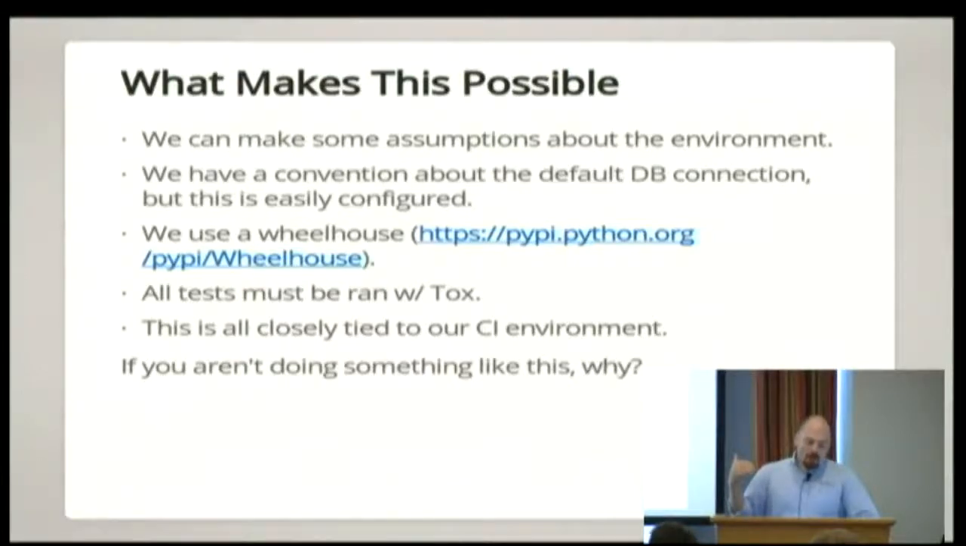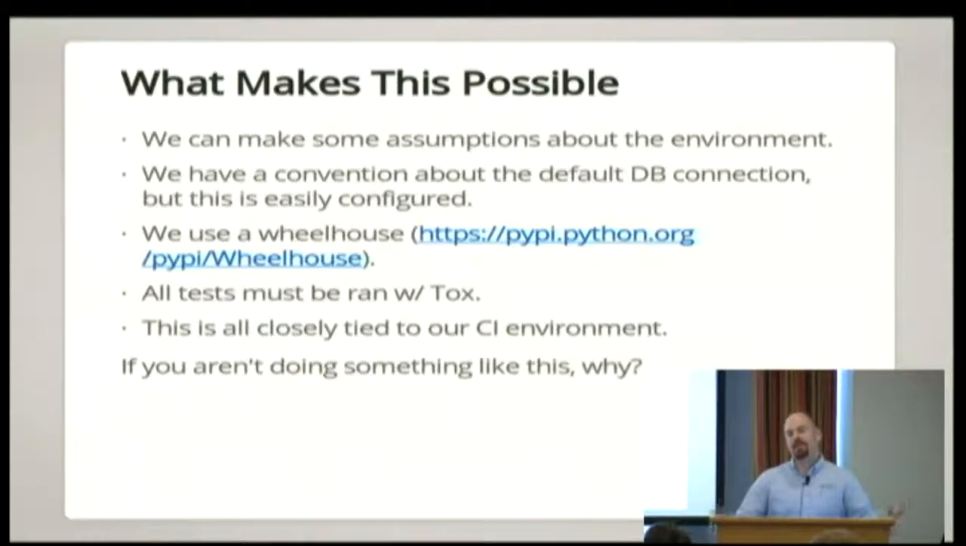So what assumptions am I making? I've got a convention about what the default database connection is that matches our CI environment. That means the same test configuration that works on the CI environment will work on my local machine, so I don't have to make a special configuration for my particular use of the app. I can simply run the project as soon as I check it out.